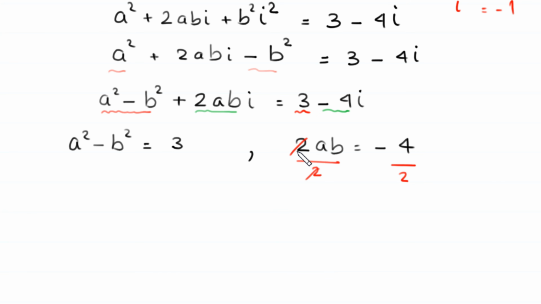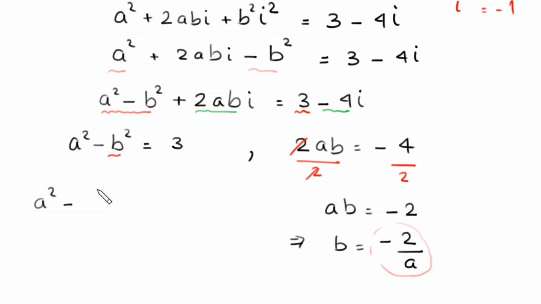So this 2 will be cancelled out, and we get the value of a times b is equal to negative 2. If we divide both sides by a, this implies that b is equal to negative 2 over a. So in this equation we replace b with negative 2 over a. This will become a squared minus negative 2 over a whole squared equal to 3. Further simplify, this will become a squared minus 4 over a squared equal to 3.